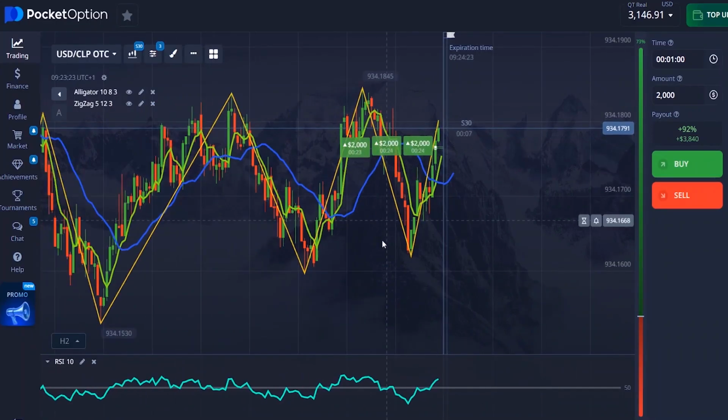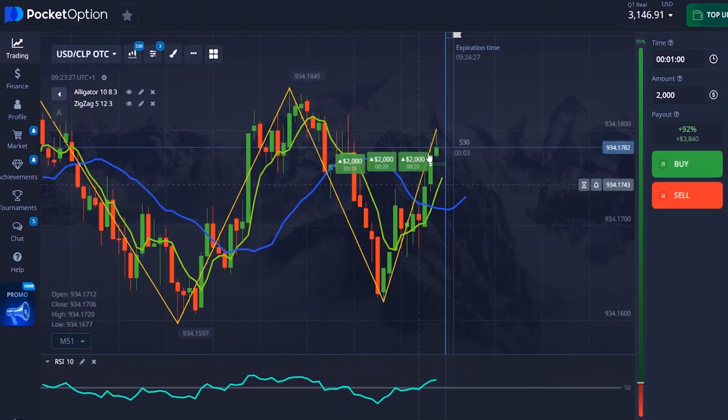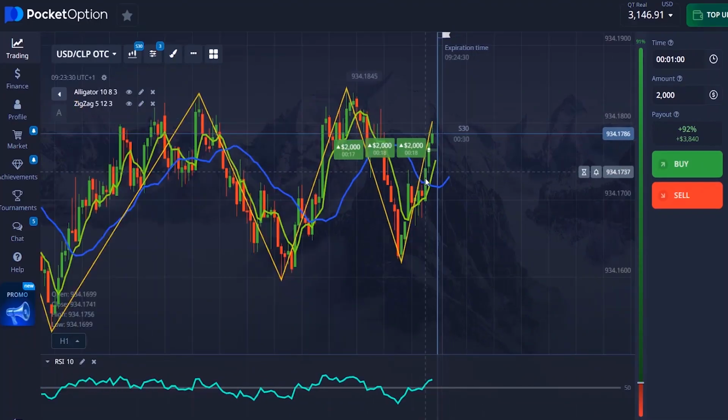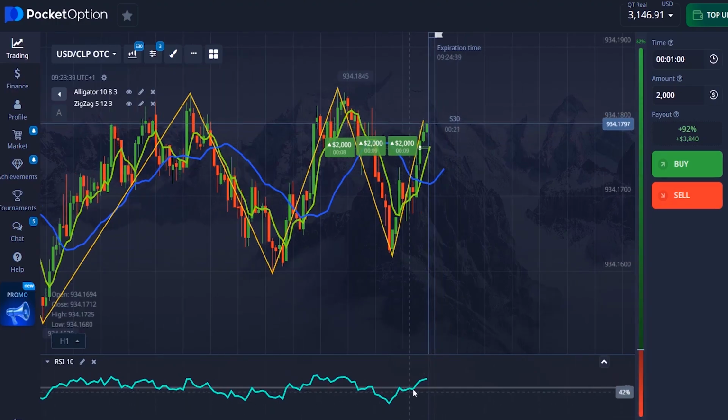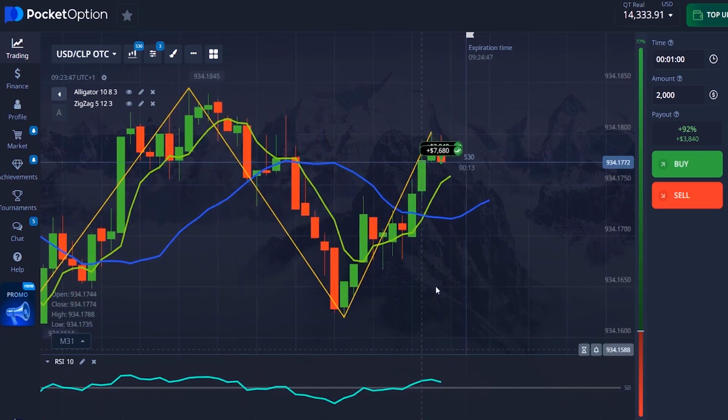I also make use of the zigzag indicator, which also gives me another confirmation of where the market is going. The same thing with my RSI indicator. The RSI line often gives me an indication of the market. Alright, at this point, I make another win.